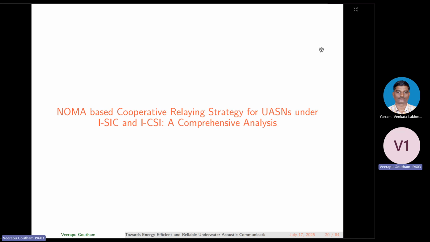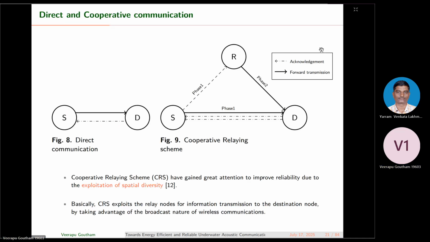Now we will see how to improve channel capacity. My aim is to improve the channel capacity. How to improve it? We propose a NOMA-based cooperative relaying scheme for underwater traffic sensor devices. The first scheme we'll discuss is direct communication. In direct communication, from the source to the destination, only a direct link is available.